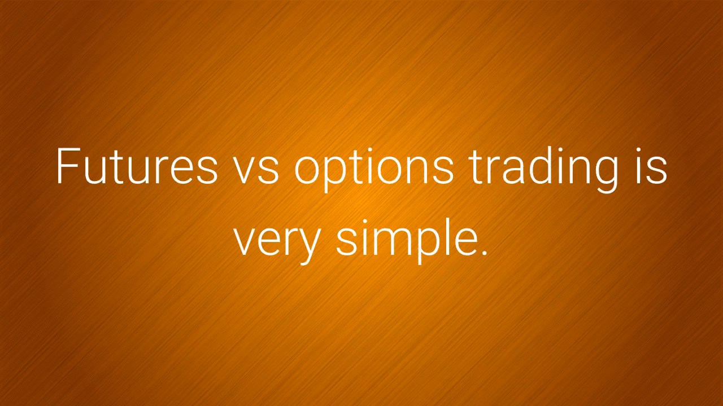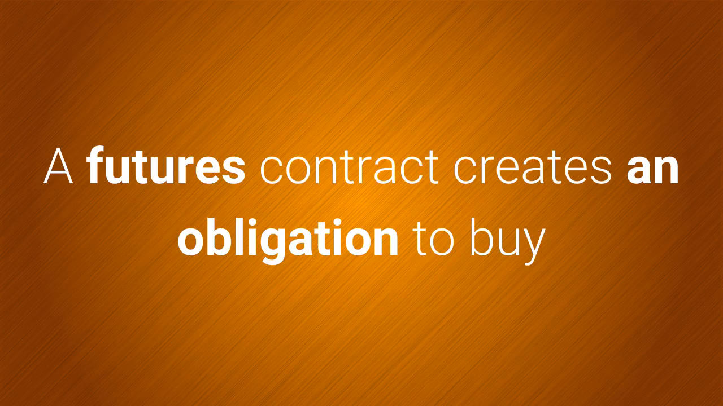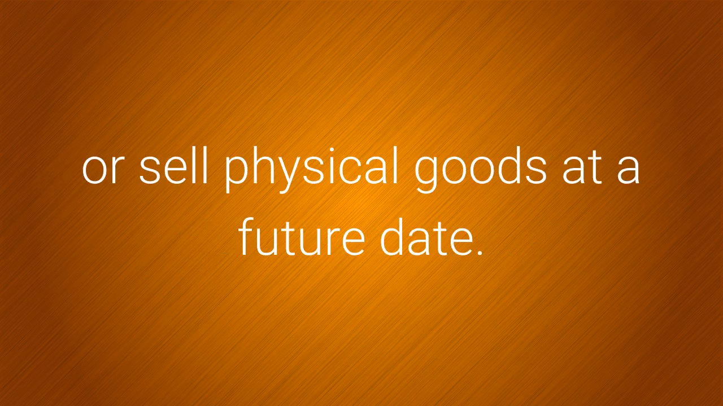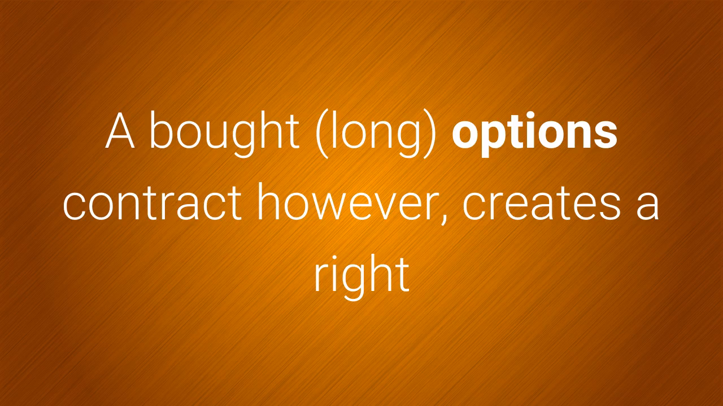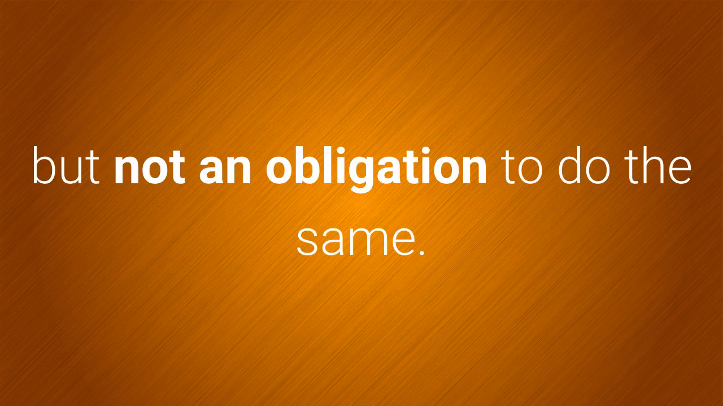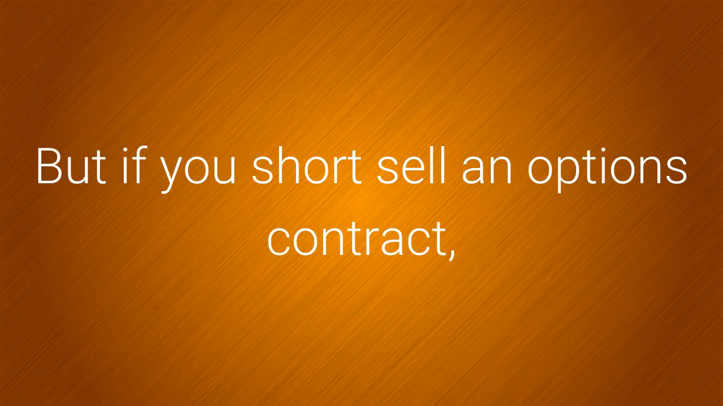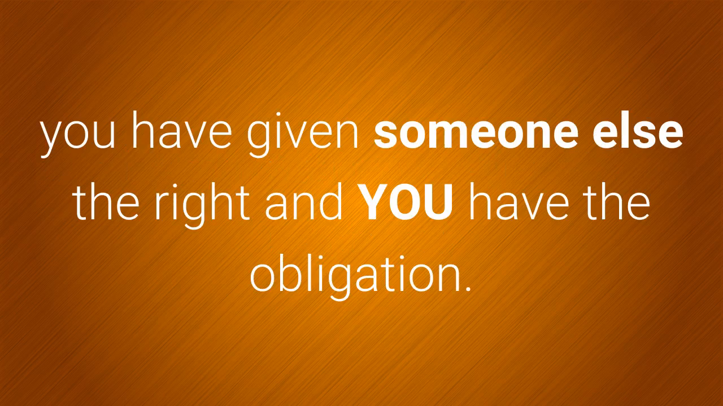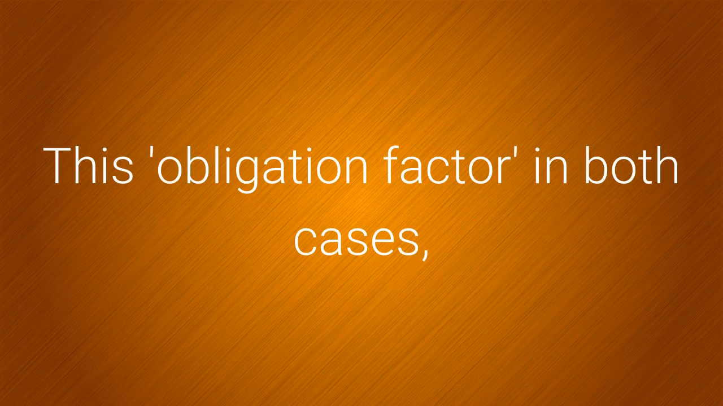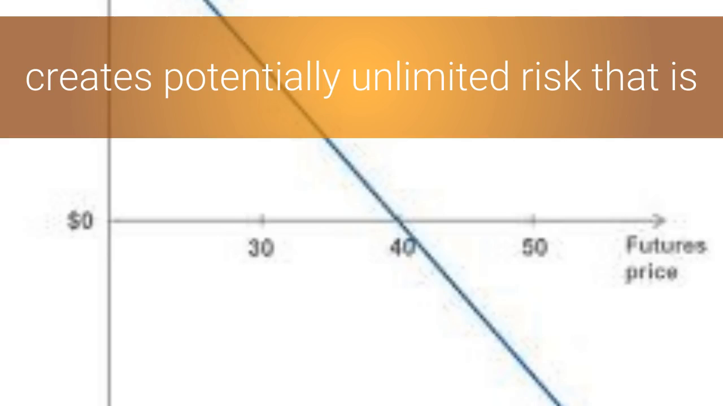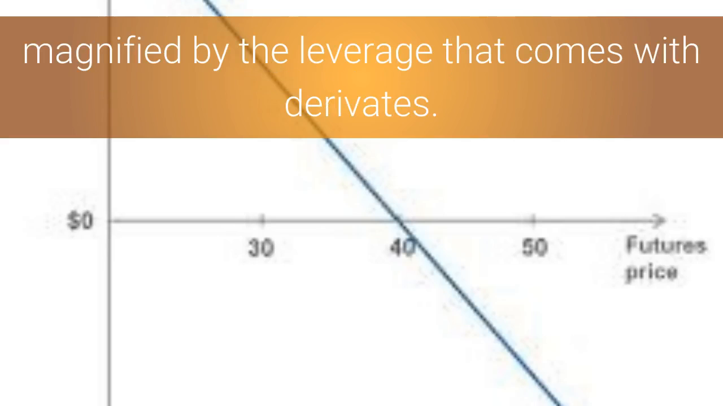Futures versus options trading is very simple. A futures contract creates an obligation to buy or sell physical goods at a future date. A bought, otherwise known as long, options contract, however, creates a right, but not an obligation, to do the same. But if you short sell an options contract, you have given someone else the right, and you have the obligation. This obligation factor, in both cases, creates potentially unlimited risk that is magnified by the leverage that comes with derivatives.